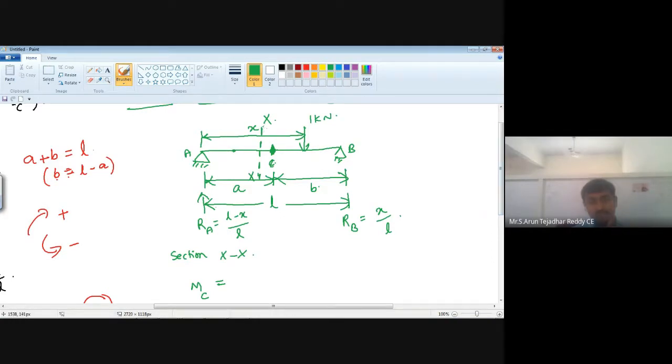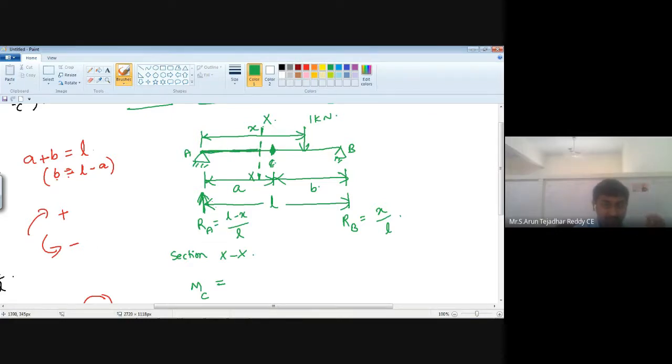If you observe up to section XX, that is from point A up to section XX, we have only one reaction, that is RA. Our unit load is acting after section XX. So don't consider the unit load in this moment about C. Whatever forces are acting up to section XX, we can consider.